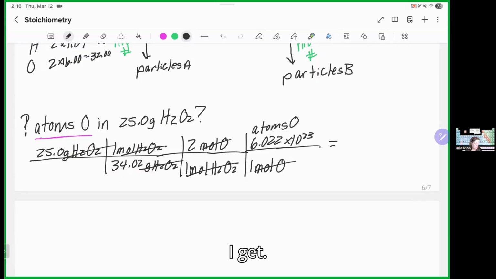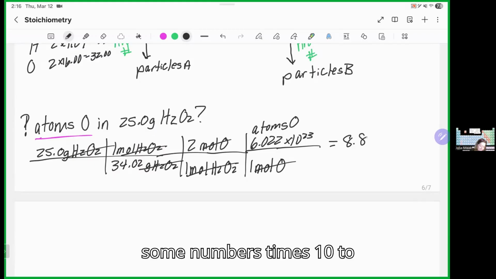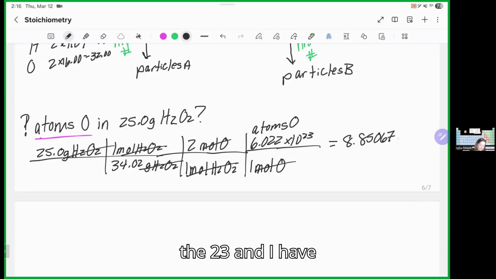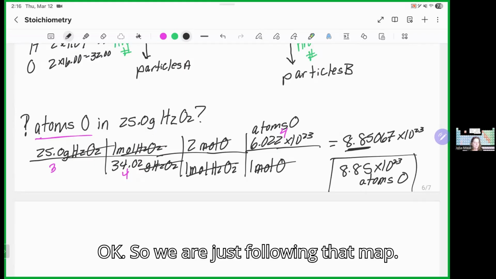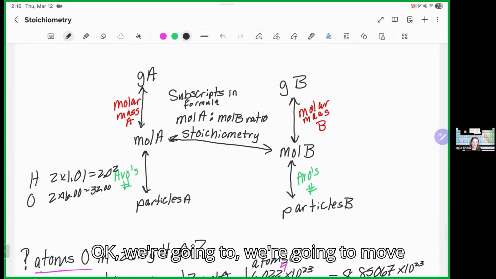Now we just do the calculation. I get 8.85067 and some numbers times 10 to the 23. And I have 3 sig figs here, 4 here, and 4 here. So I'm going to go with 3 sig figs. So 8.85 times 10 to the 23. That's atoms of oxygen. Okay. So we are just following that map.